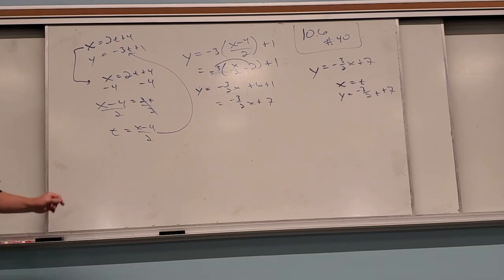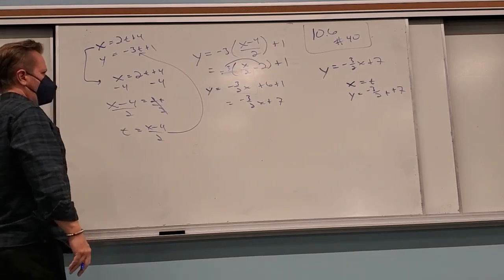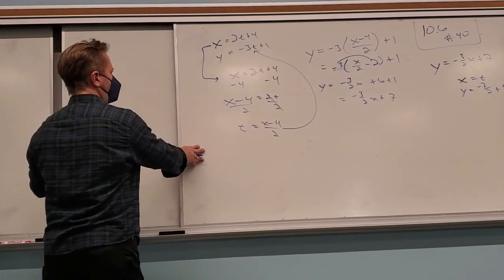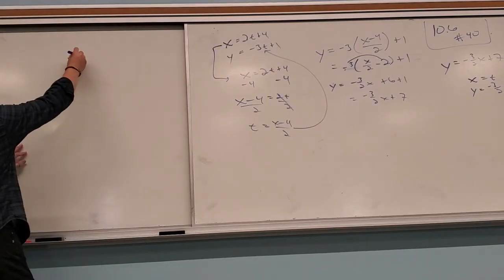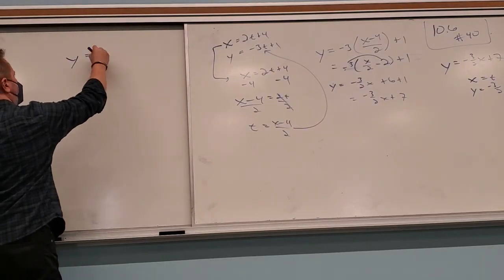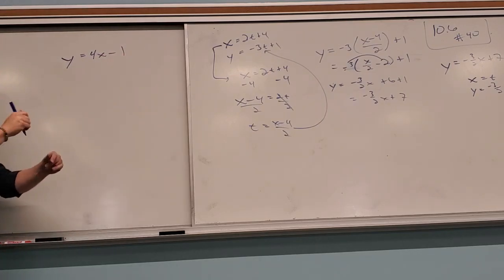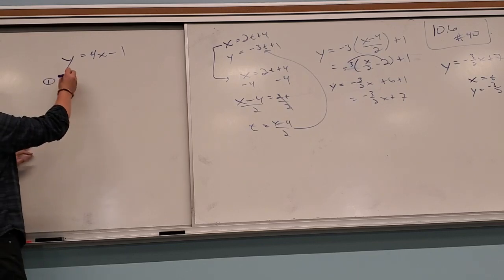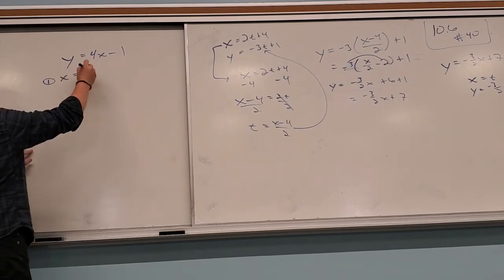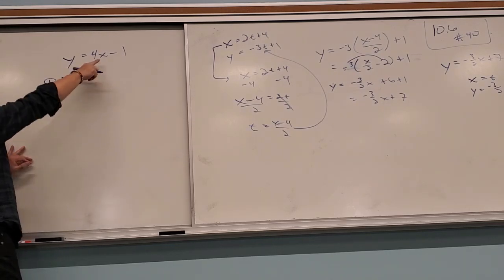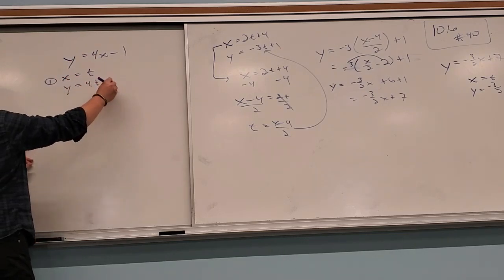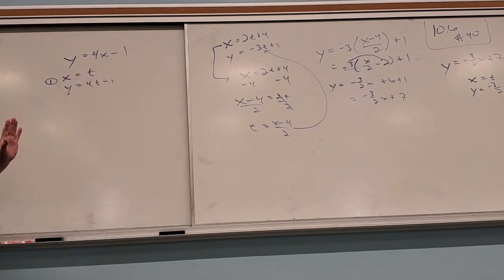So again, let me see. If somebody gives me an x-y relationship, the easiest way to parametrize this, I always mispronounce it, is to make x equal t, then y equals 4t minus 1. Easiest way to do it.